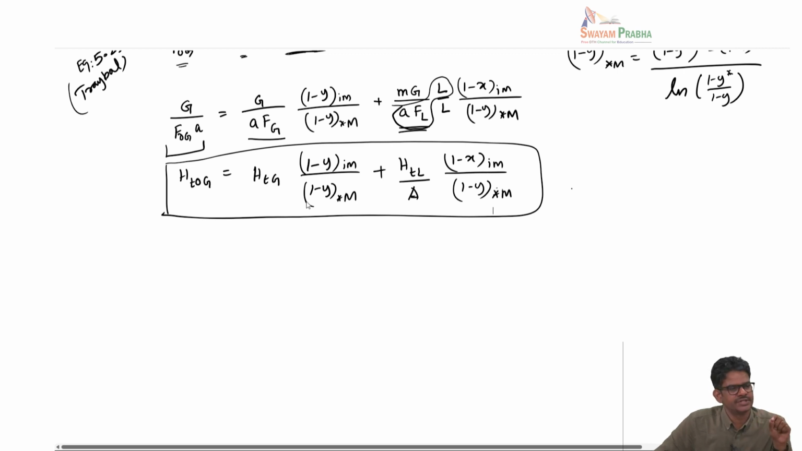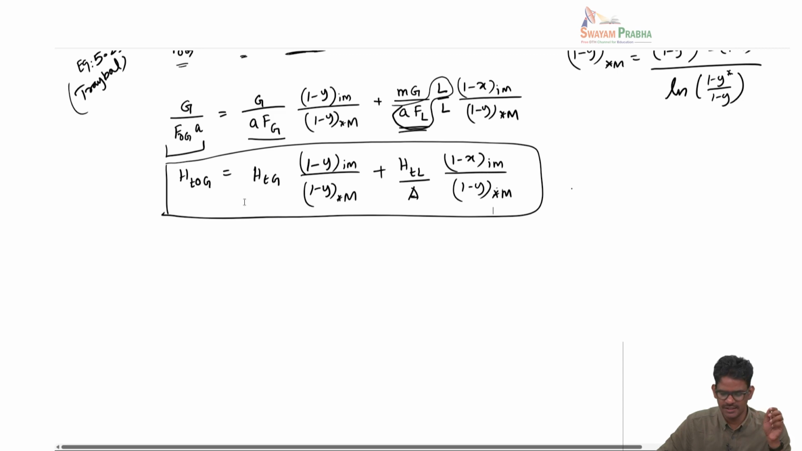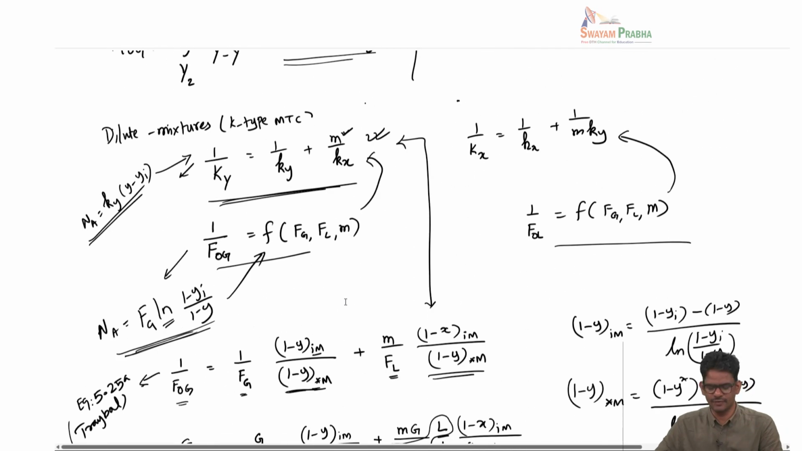So this expression is valid for both phase controlling. If the liquid phase is controlling, or if the gas phase is controlling, this expression is exact. So you can use this. Which means you have to get the HTG, you have to get the HTL, and from there you can get the total overall HTOG. We already know how to calculate NTOG from here. So that basically completes the calculation of the height of the column.